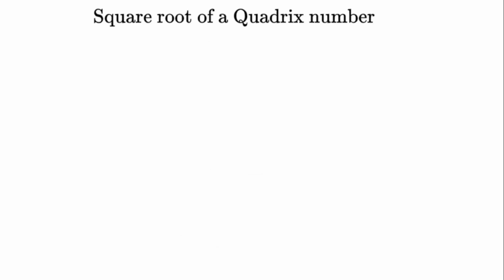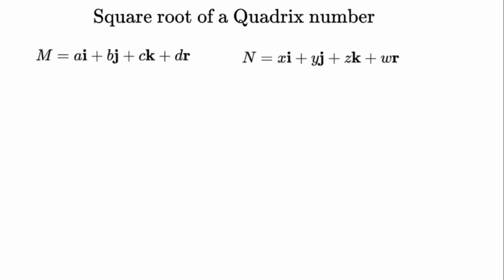A square root of a quadrix number m equals a times I plus b times j plus c times k plus d times r is another quadrix number n equals x times I plus y times j plus z times k plus w times r, such that n squared equals m. Unlike real numbers, quadrix numbers can have multiple square roots, up to 4, due to their algebraic structure. We'll derive a general formula to find all square roots, handling both general and special cases using the multiplication rules.